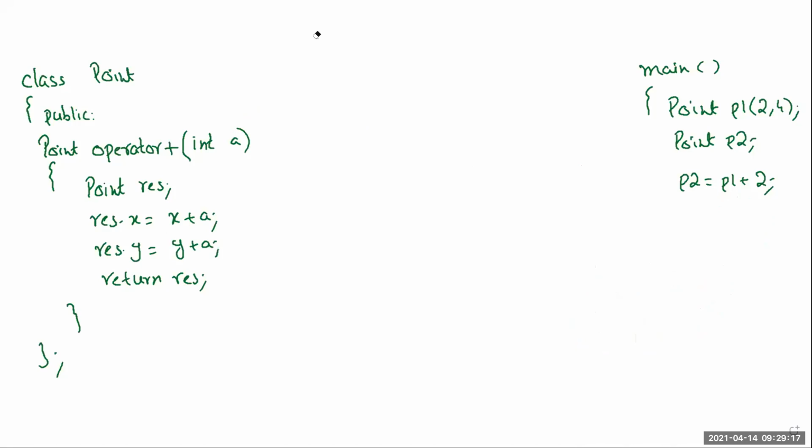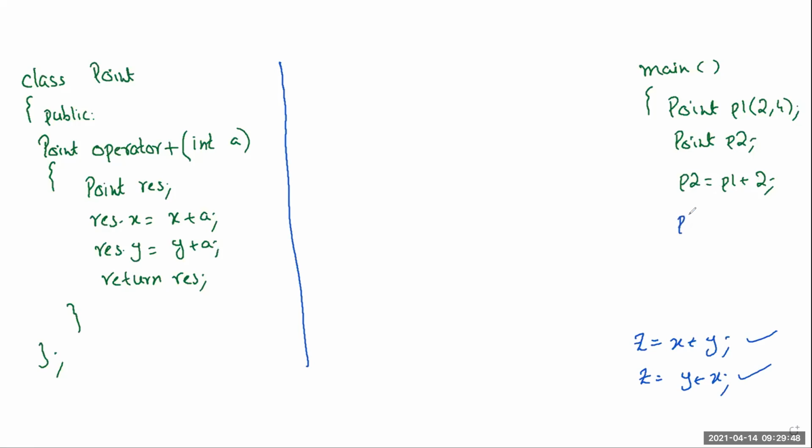Now this is fine. It's working, but there can be a situation in which this will fail. How will this fail? Let's see. When you are dealing with basic data types, you write x and y integer, and z is x plus y. It works. And sometimes some other person can also write y plus x. This also works. So now suppose someone, instead of writing p2 is p1 plus 2, writes p2 is 2 plus p1.